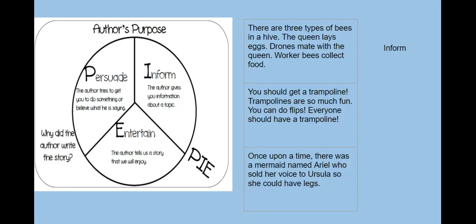Next passage says, "You should get a trampoline. Trampolines are so much fun. You can do flips. Everyone should have a trampoline." Well, this author is definitely trying to persuade me to get a trampoline. They're trying to convince me that I should get one. So the author's purpose is to persuade.